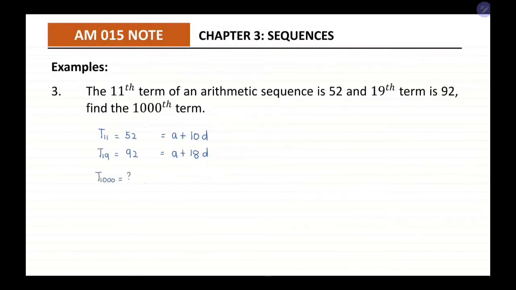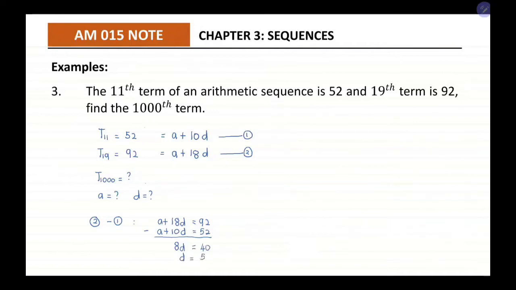To find T1000, we must know the values of a and d first. To get them, we must solve this simultaneous equation. Then we take equation 2 minus equation 1. Equation 2 is a + 18d = 92. We subtract equation 1, a + 10d = 52. Then we solve. We get 8d = 40, so d = 5.